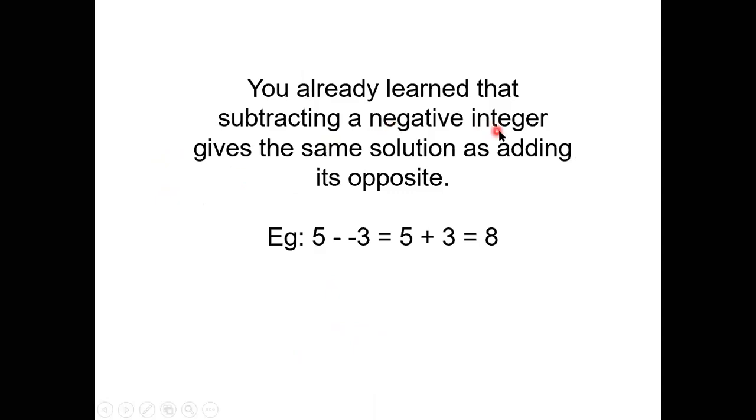You already learned that subtracting a negative integer gives the same solution as adding its opposite. For example, 5 minus minus 3 is the same as adding its opposite. So 5 minus minus 3 is equal to 5 plus 3, that is equal to 8.